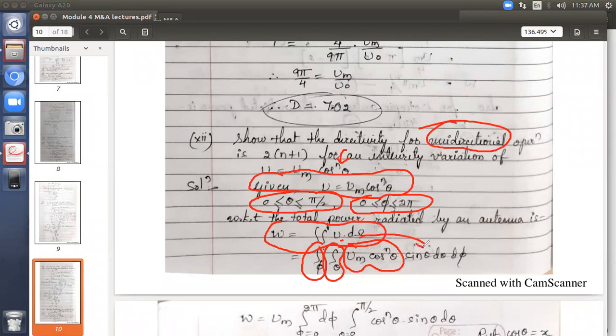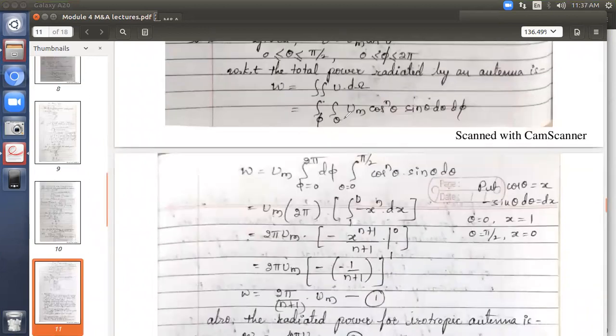D omega is sine theta d theta d phi. Okay, now let's start solving. Again we will go for the same. We will go for the substitution method for solving the integration. It will be cos theta. Substitute cos theta is equal to x.